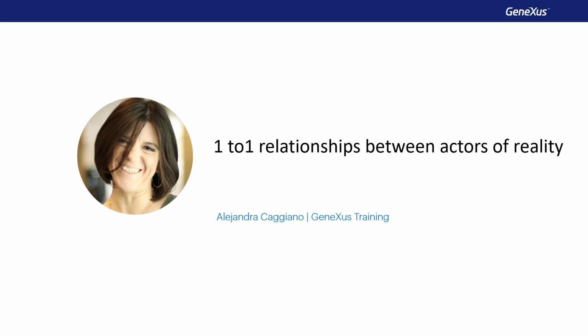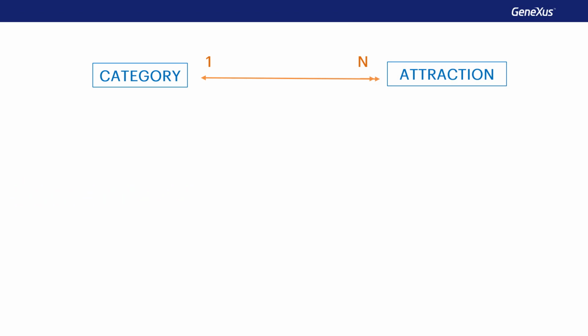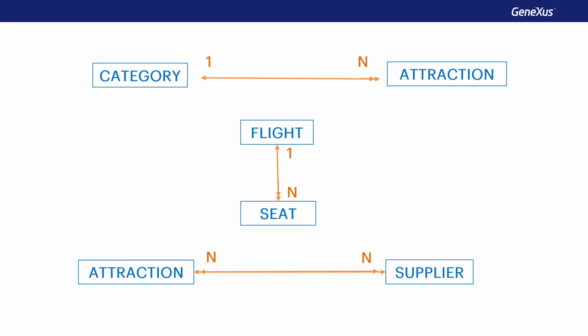We've seen that through transactions and their attributes, we can represent strong and weak one-to-N relationships between the actors in our reality, as well as N-to-N relationships. Now, let's focus on one-to-one relationships. In other videos, several cases of representation of one-to-one relationships have been mentioned. So let's now review and unify what has already been seen in this video.